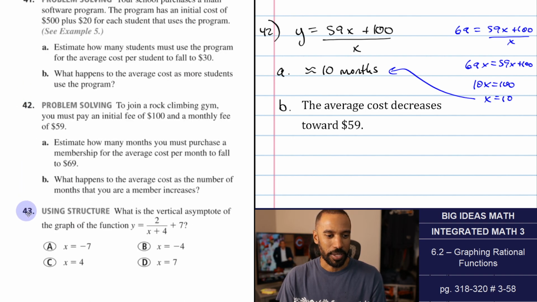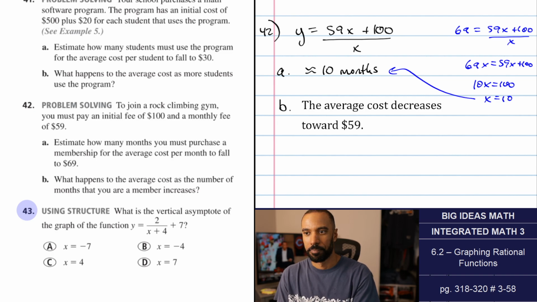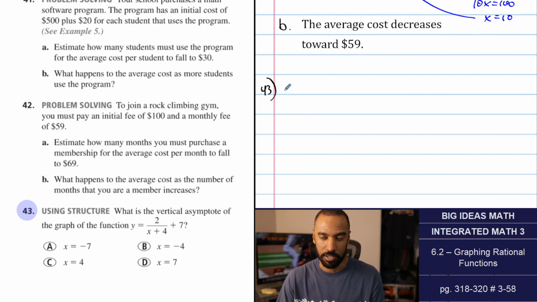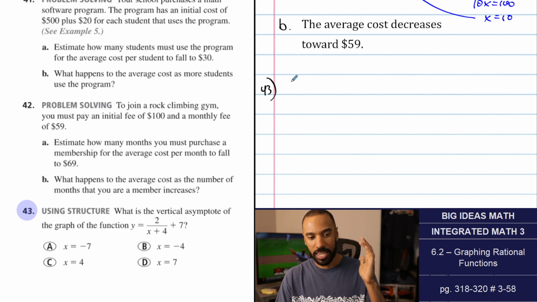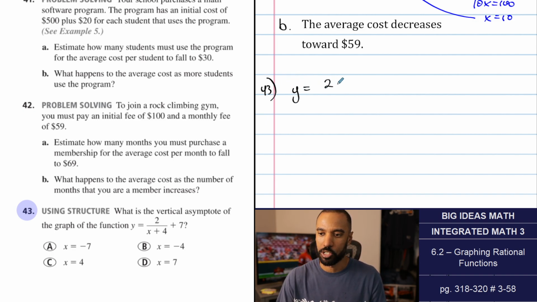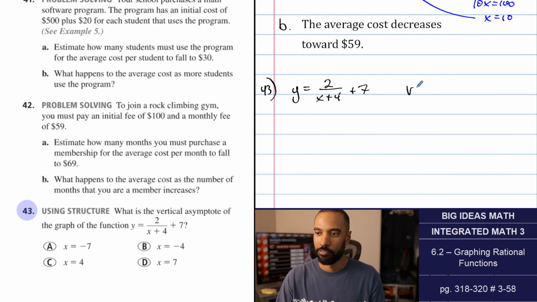All right, number 43, using structure. What is the vertical asymptote of the graph? Oh, this is a quick one. What is the vertical asymptote of the graph of the function y equals 2 over x plus 4, plus 7? The vertical asymptote is where you can't divide by 0. Given your domain, x can't equal -4, therefore x equals -4 is your vertical asymptote. So let me just write that out. Vertical asymptote, x equals -4.